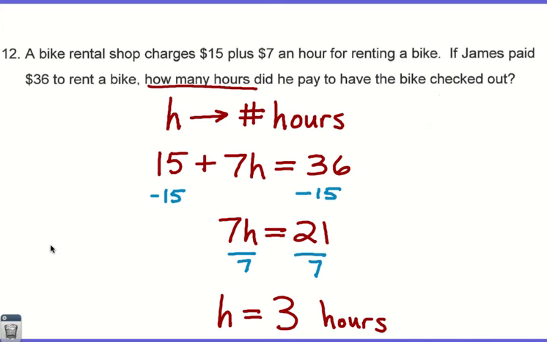And I guess I'll follow up and end with a comment like, could you have done this without actually writing out an equation quite like this and solving for h? Yeah, you could have done this just by common sense, like working backwards from the $36 to figure out how many hours it must have been. But I don't know.